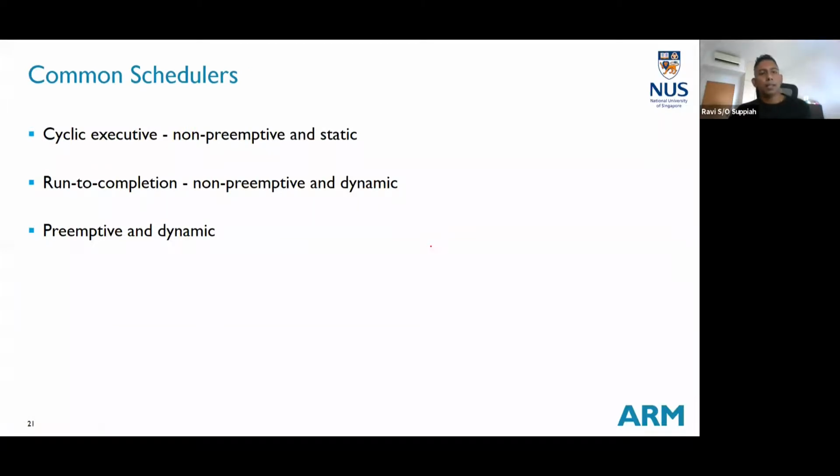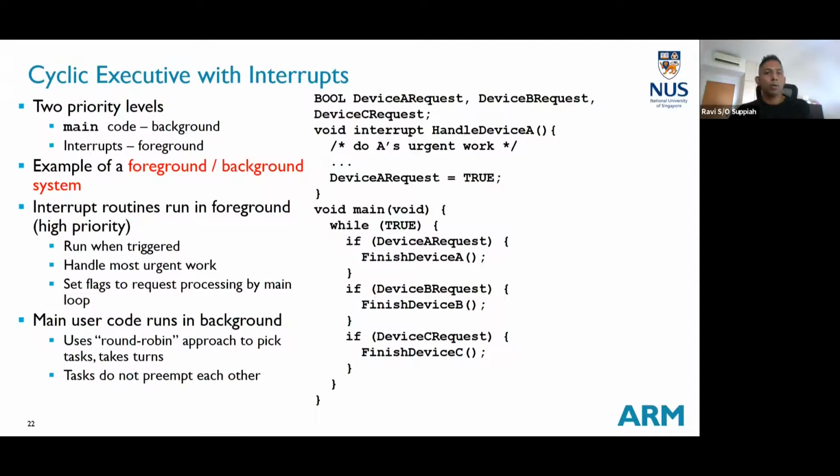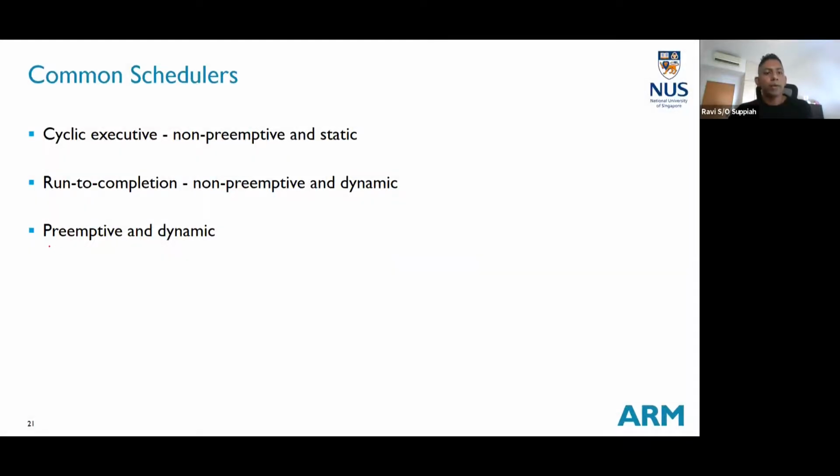Okay, so these are the schedulers that we talked about just now. One is the Cyclic Executive. That one is nothing more than you yourself writing it in your code, in sequence. Then run to completion, and the last one is preemptive and dynamic. Run to completion is something that you can potentially implement on your own. We will look at that in a while. Preemptive and dynamic is the one that is basically using the RTOS, which is the objective of the course, and we will study it a bit later on.